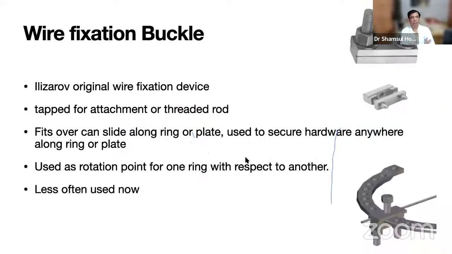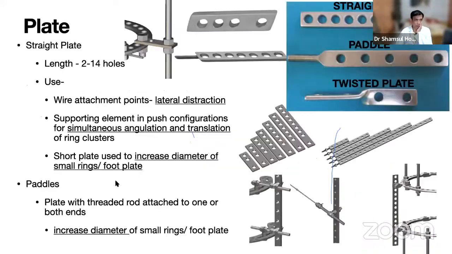Then we have the wire fixation buckle, that is very less used. It is optimized for Ilizarov wire fixation device tagged for attachment of the threaded rod, fits over and can slide along the ring of the plate. You can just apply the wires over here and attach it. You don't have a space for the Rancho cubes. So these are very less used. So we're not discussing it more.